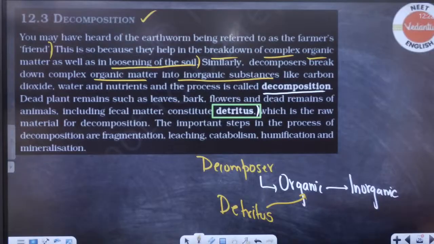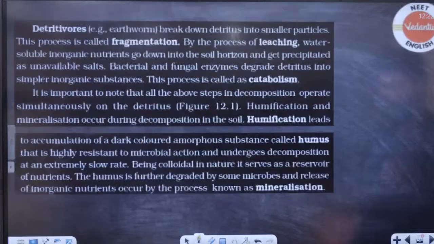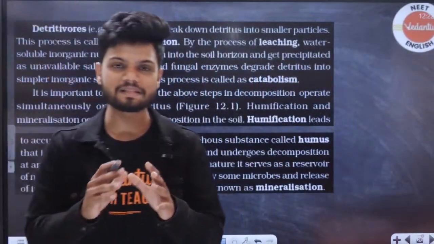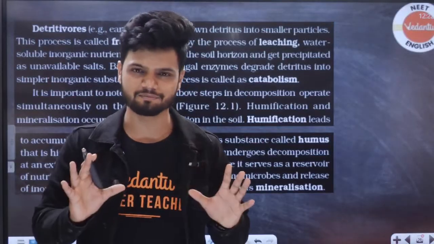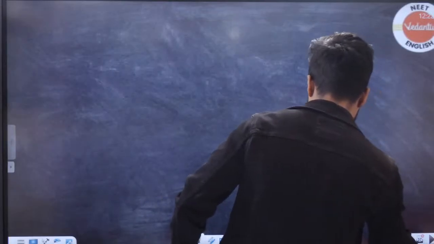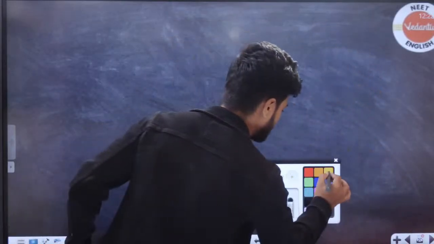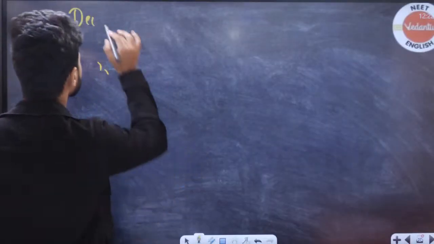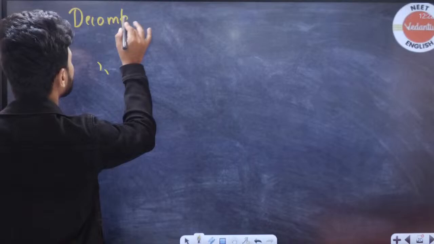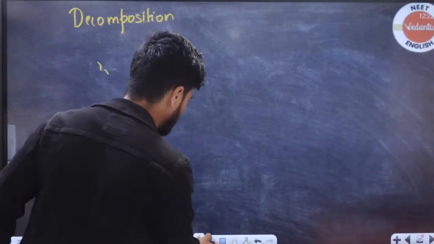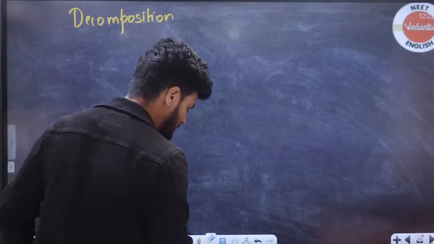One second, students. Now, there are multiple steps in decomposition. Understand one by one. What exactly is happening in the case of decomposition? There are five main steps here.